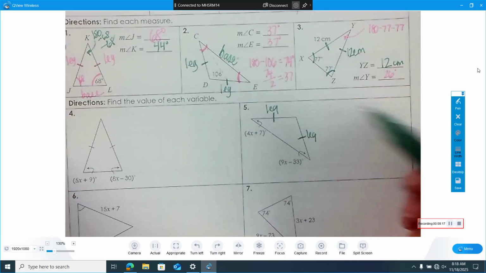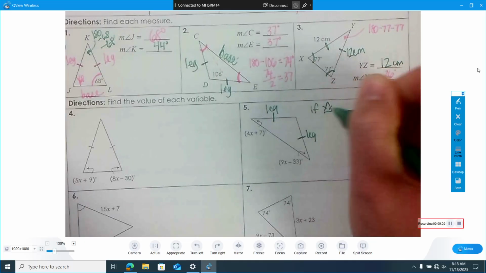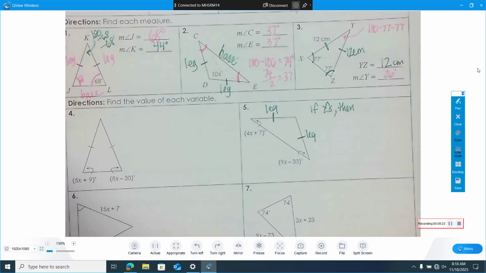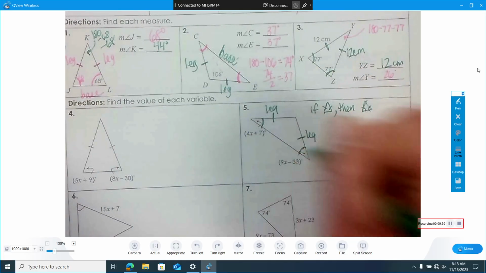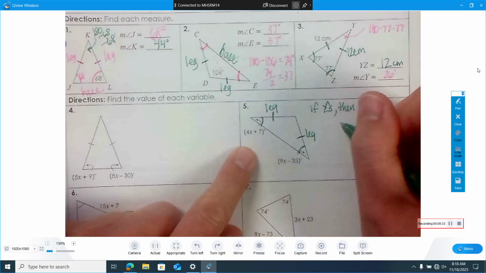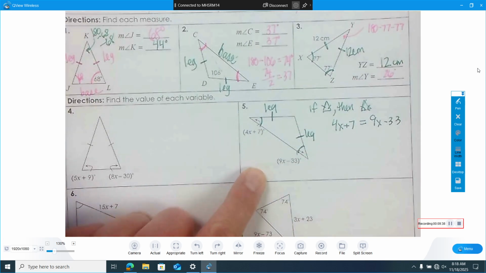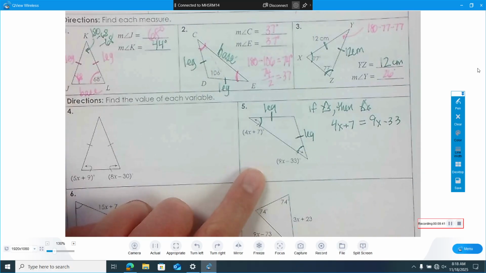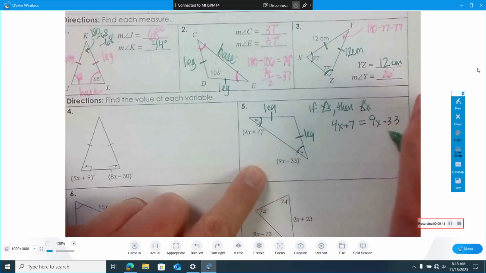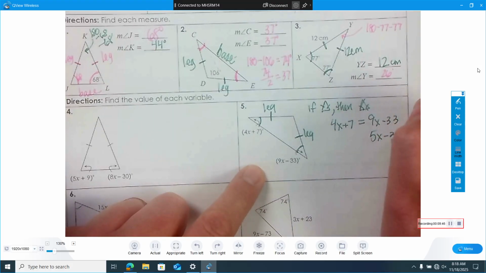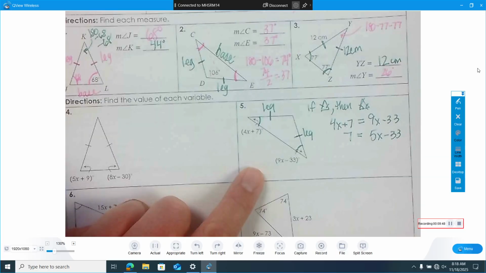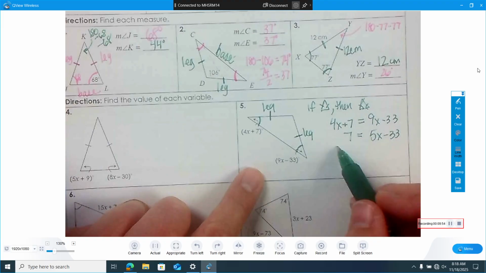Yeah, it does mean that. So if we have two congruent legs, what do we know? The two base angles are congruent, yes. So we have two congruent base angles. And that means that 4x plus 7 is going to be equal to 9x minus 33. How do you want to solve that? Minus the 4x, all right, so that gives me 5x minus 33 equals the 7. And then? Add the 33.